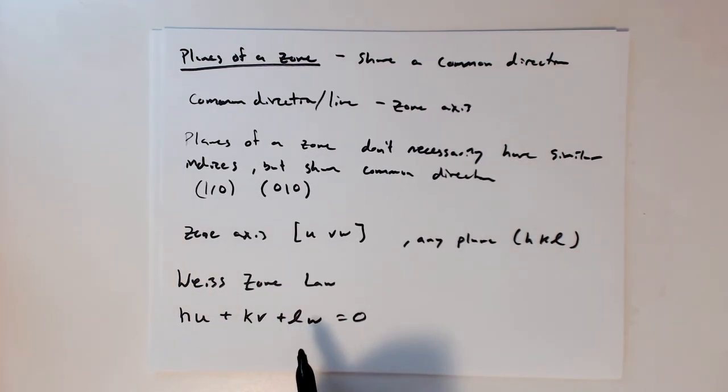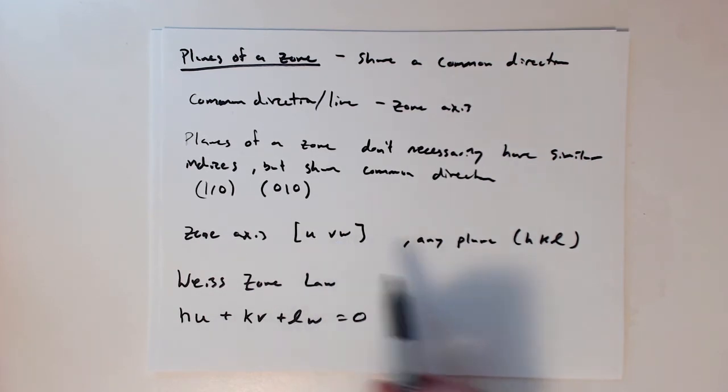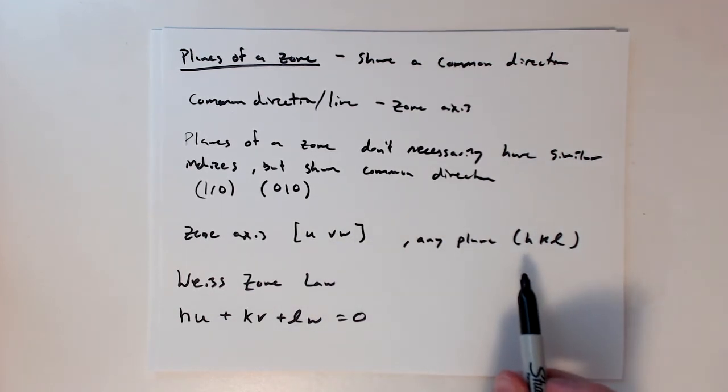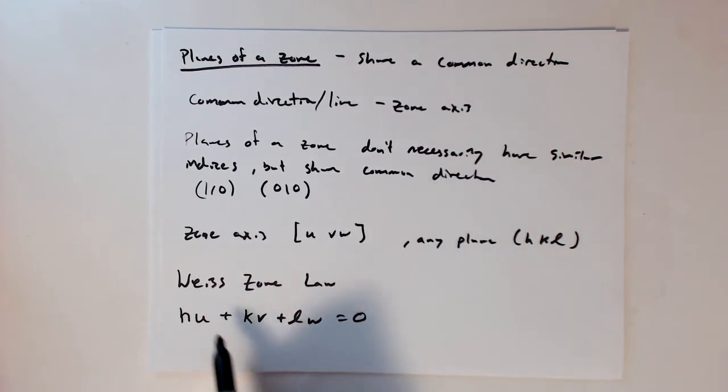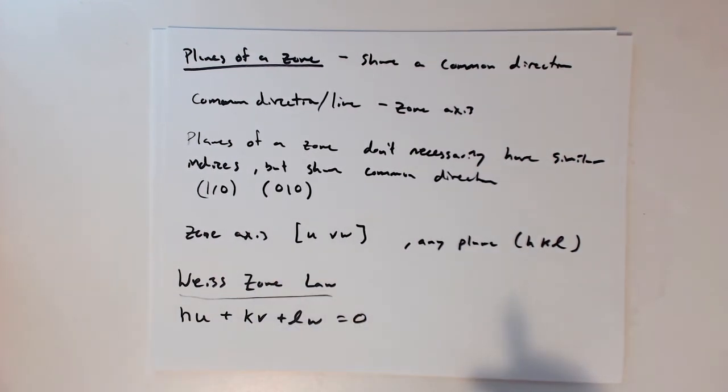So a note here, again, this is the dot product. So this is the dot product between the direction and the normal to the plane, and that's why it's 0. So the direction and the plane normal are 90 degrees apart, and so the direction is coplanar to the plane listed. So that's kind of where this Weiss zone law originates from.